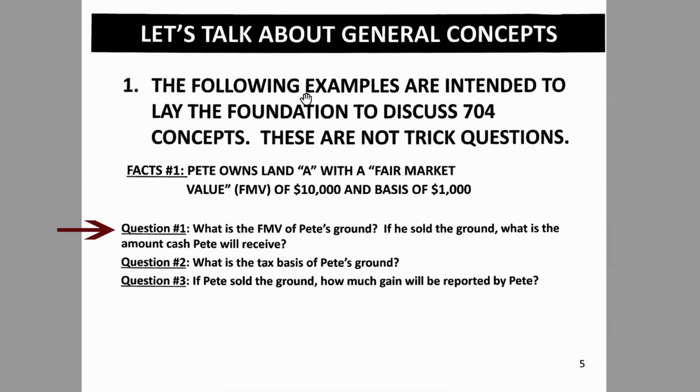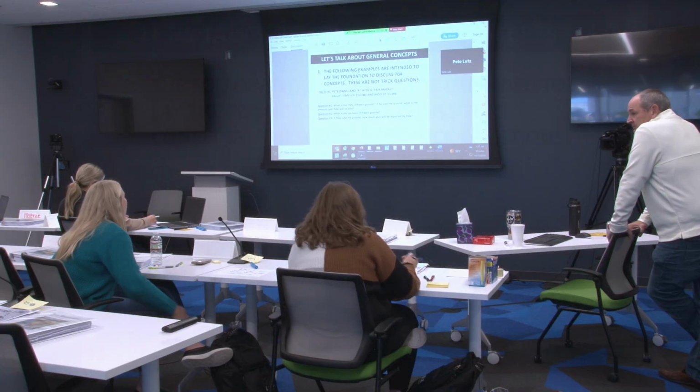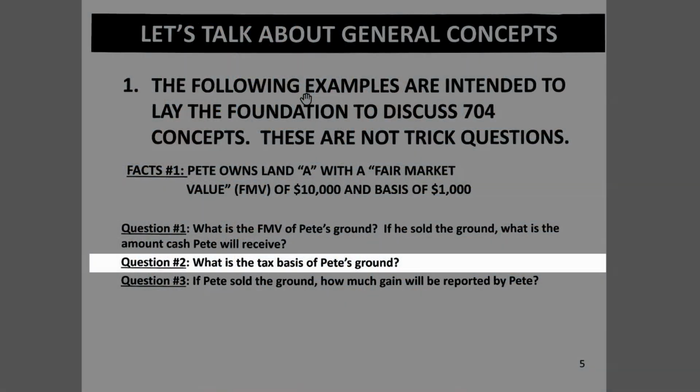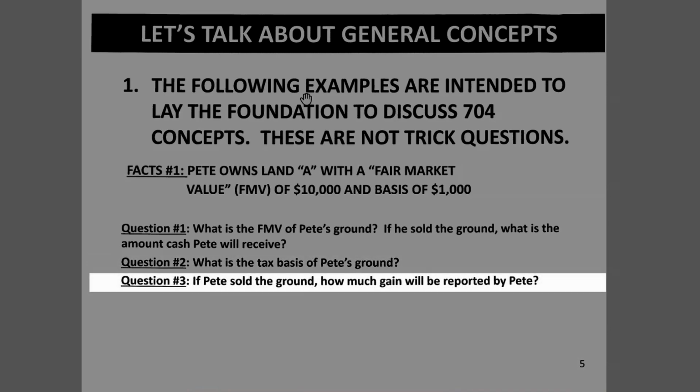Fact 1. Pete owns land A with a fair market value of 10,000 and a basis of 1,000. So what is the fair market value of Pete's ground? And if he sold the ground, what is the amount of cash Pete will receive? Fair market value is 10,000, and he'd get 10 grand of cash. What is the tax basis of Pete's ground? 1,000. If Pete sold the ground, how much gain will be reported by Pete? 9,000.